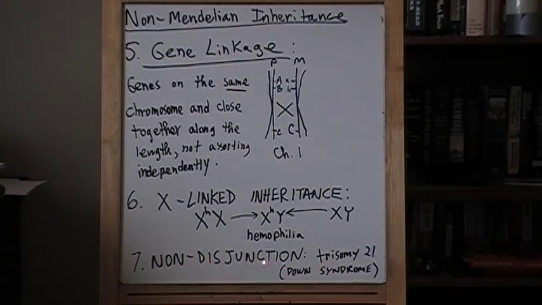So nondisjunction is a mistake during meiosis, and it's not really considered a non-Mendelian inheritance, but it does occur and is another type of genetic disease.